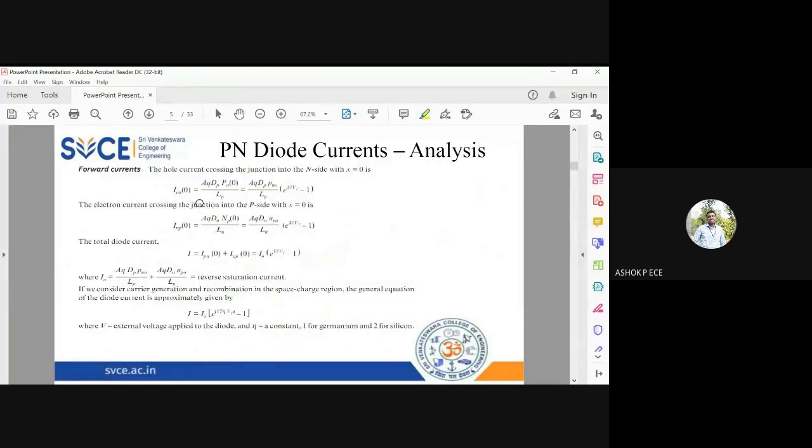The first one is I can find the hole current. Then I can find the electron current. And you can see the difference will be only one thing: instead of dp, you will be having dn.